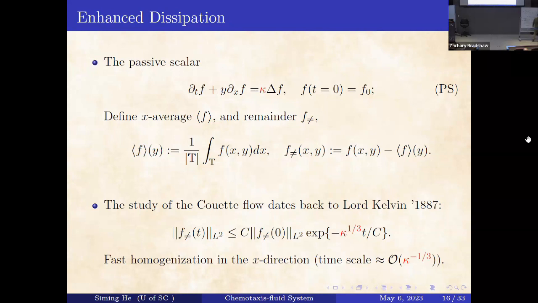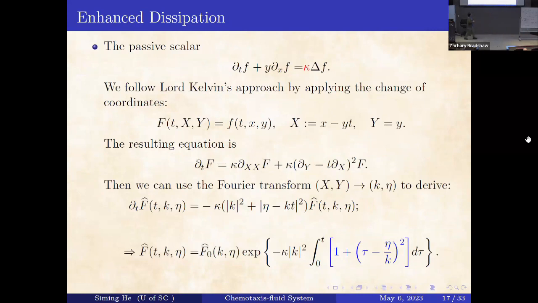So when I write the bracket of that, it means you take the average in the x direction. Now, when I write F0, it means you remove the x average.